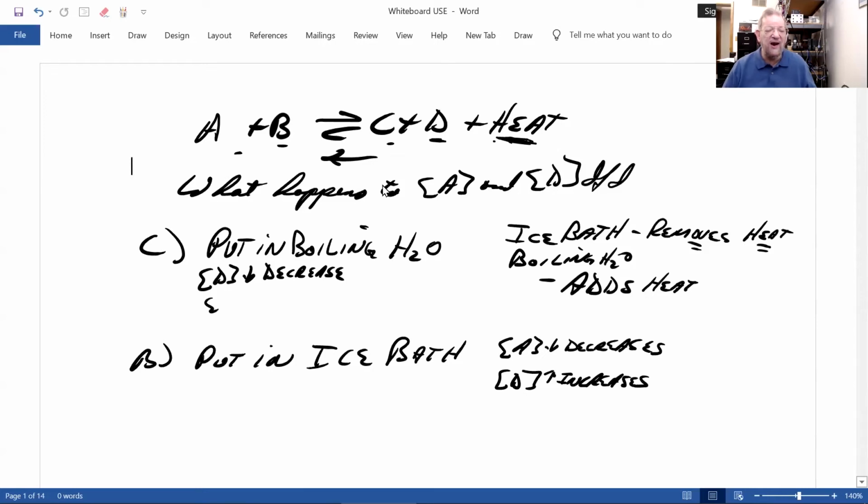And when you react C and D and heat to lower the amount of heat, what are you doing? You're making more A and B. And if I make more A, the amount we have, the concentration, will increase. And that's Le Chatelier's principle.